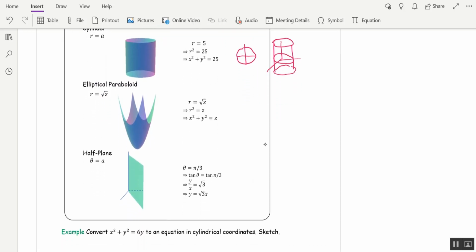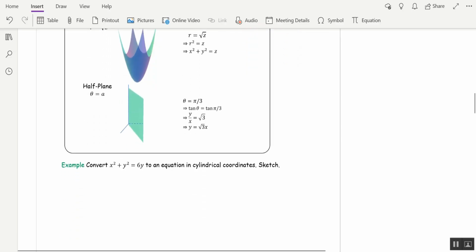If you're forcing r to be positive, that's why you're only getting the half plane. So let's look at an example. Convert this equation in cylindrical coordinates to an equation in cylindrical coordinates and sketch. Okay, so everywhere we see an x squared plus y squared, we can replace it with an r squared. And everywhere we see a y, we replace that with r sine theta. Okay, divide both sides by r, which is fairly safe to do. R equals 6 sine theta.